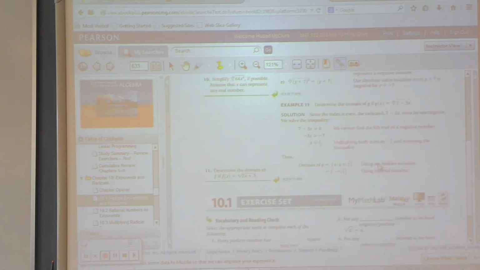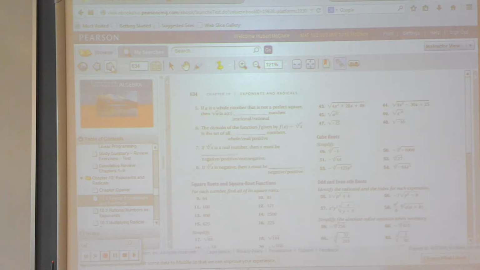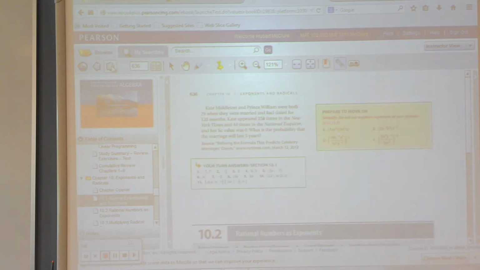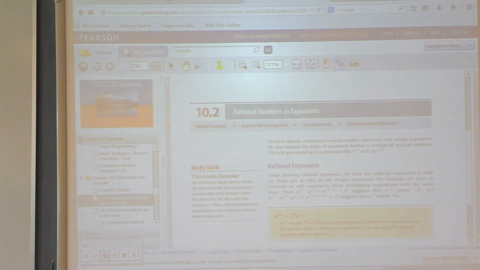We talked about domain. Now, what did I tell y'all about domain? It's only affected when what? When you have a radical or a rational exponent, a rational expression or a rational equation. So, let's talk about domain of a radical.